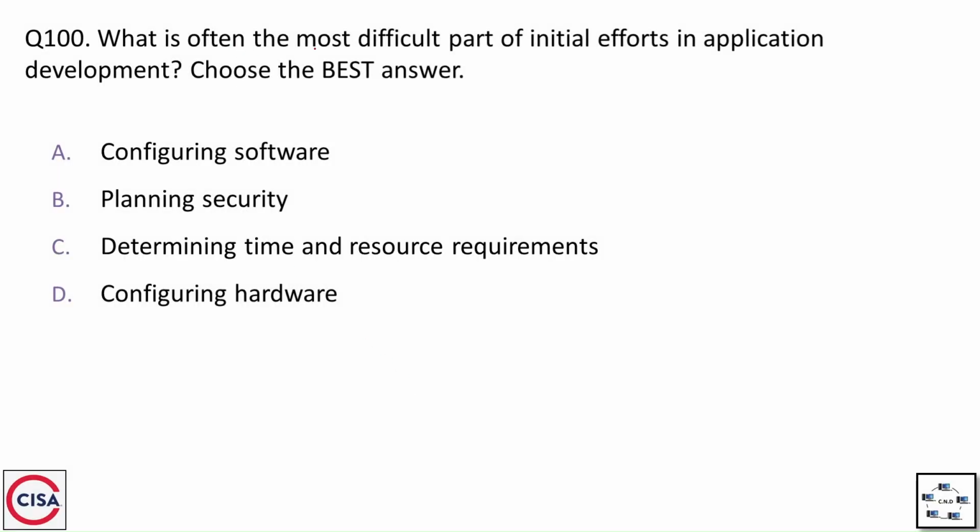Question number 100, what is often the most difficult part of initial efforts in application development? Choose the best answer. Option A, configuring software. Option B, planning security. Option C, determining time and resource requirements. And option D, configuring hardware. And the correct option is option C, determining time and resource management.